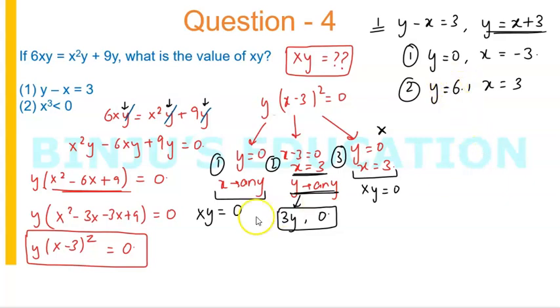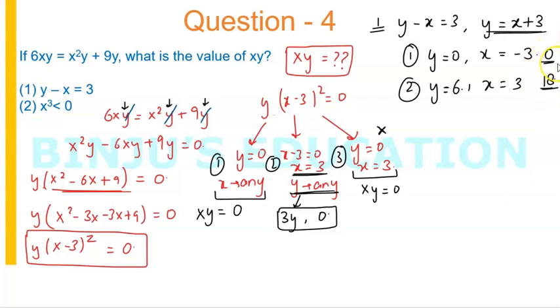The first statement says that y is 0, x can be anything. So you will put y as 0, you'll get x as minus 3. The second statement says that x is equal to 3, y can be anything. So when x is equal to 3, y is actually equal to 6. So you're not getting 0 in both the cases. I apologize for the mistake. So when y is 0, x is equal to minus 3, product is 0. And in this case, the product is 18.